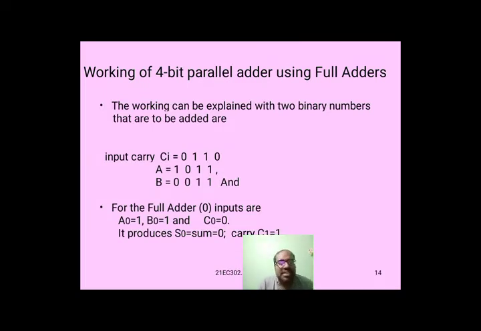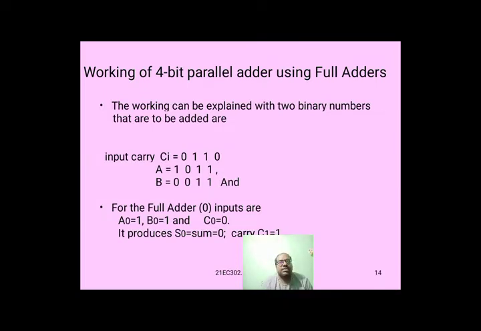Now we are adding these 3 bits, 1 plus 1 plus 1. We get sum equal to 1 and carry equal to 1. The carry is given to the next higher order bit, that is 1 plus 0 plus 0. We get the value 1 as sum and 0 as carry. Then 0 plus 1 plus 0, we get sum equal to 1 and carry equal to 0. Now the output is 0, 1, 1, 1, 0.